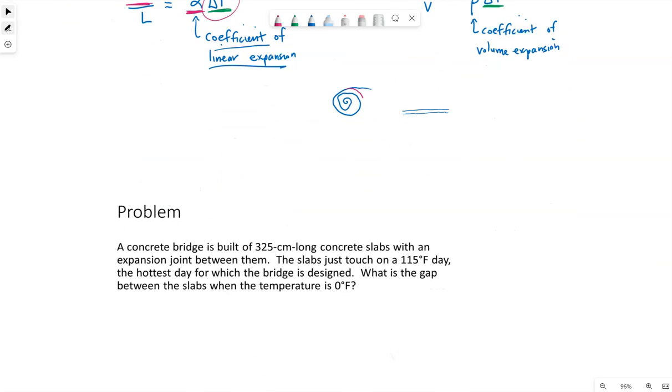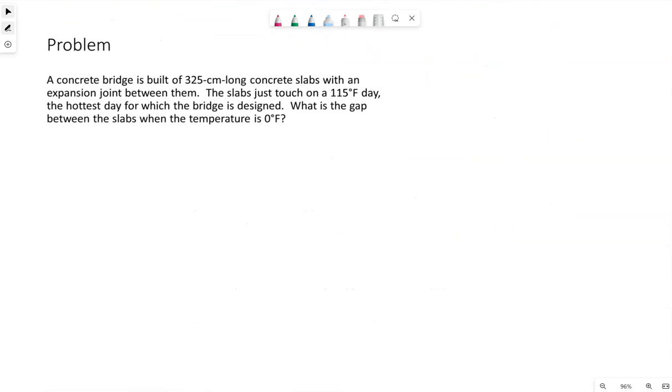So I have a problem here. A concrete bridge is built of 3 25-centimeter long concrete slabs with an expansion joint between them. The slabs just touch on a 115-degree Fahrenheit day, the hottest day for which the bridge is designed. What is the gap between the slabs when the temperature is 0 degrees Fahrenheit?